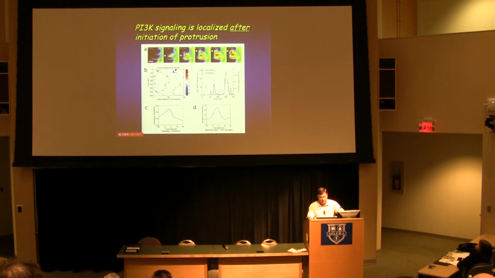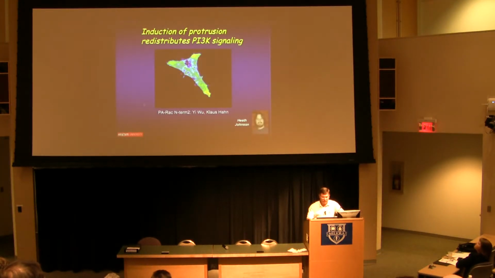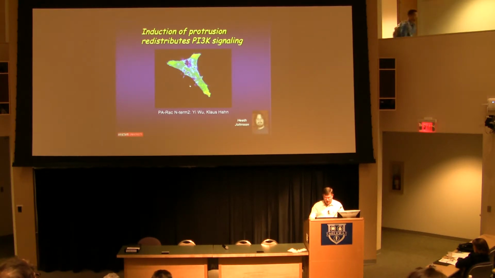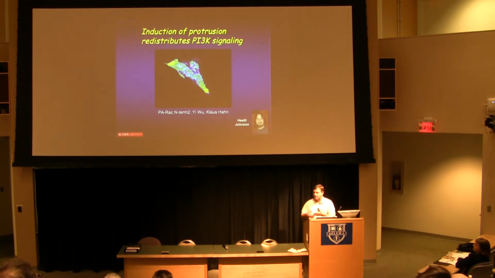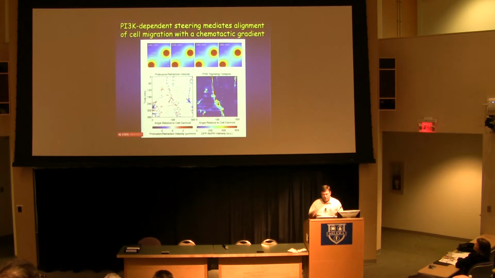And what do these branches do? Well, here's just one extra thing. You can actually induce protrusion semi-artificially by using a photoactivatable form of constitutively active RAC. Same RAC1 that Eberhard referred to in his lecture. And when you do that, you can focally activate that. You can recruit PI3 kinase signaling to that region. Okay, so again, protrusion first, then recruitment of PI3 kinase. And what does this do? Branching of cells mediates turning.